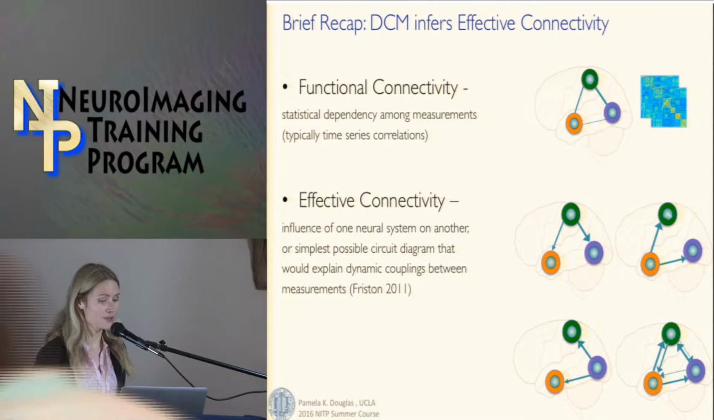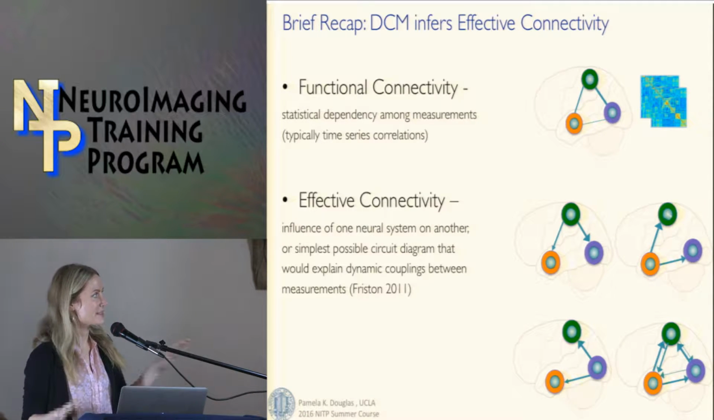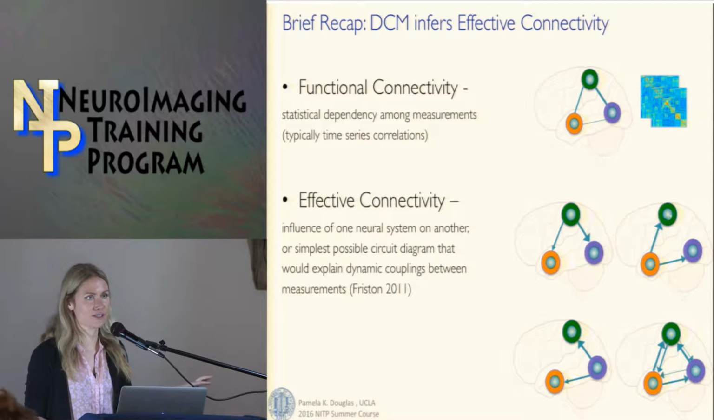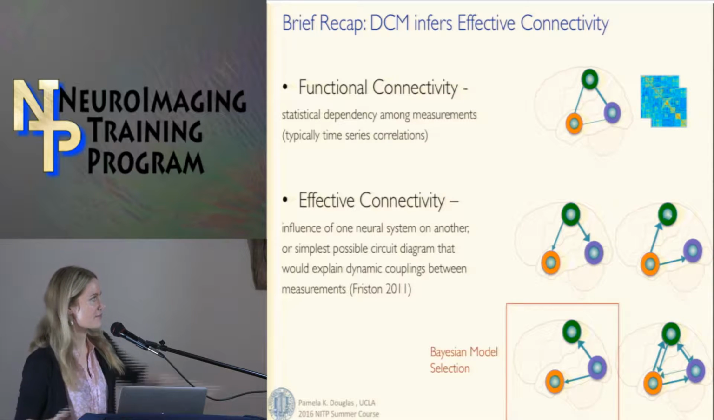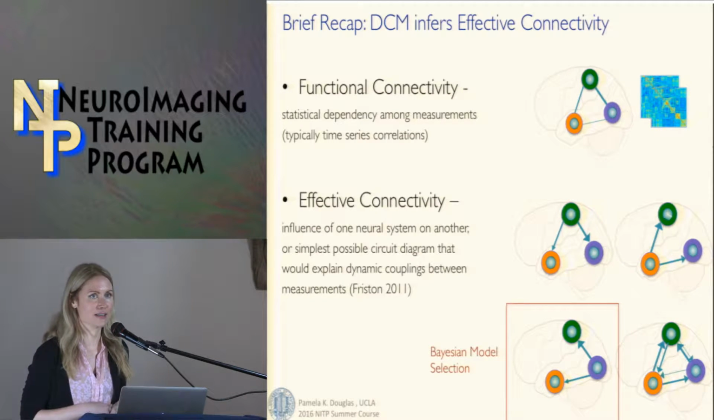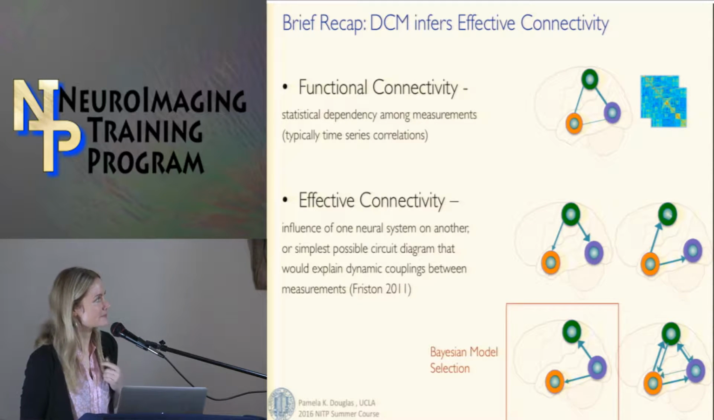So you're looking at the influence of one neural system on another, or the simplest possible structural architecture that can give rise to and explain the data without too many extra variables. And of course, after you generate your model hypotheses, you then use Bayesian model selection, as Ariana discussed, to choose the optimal model.